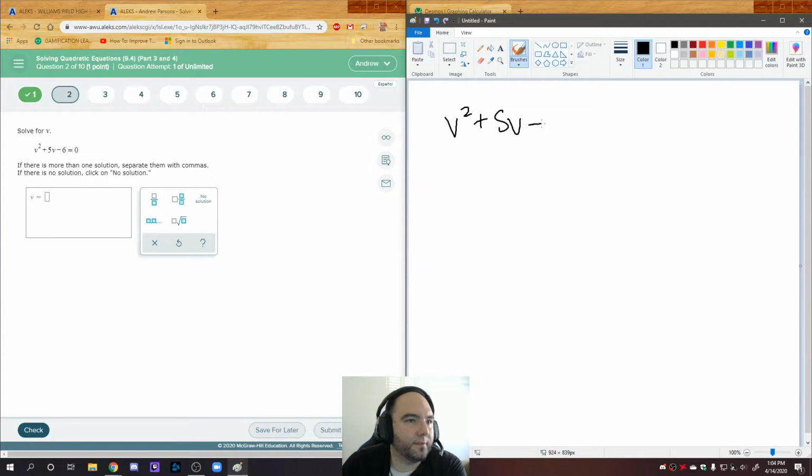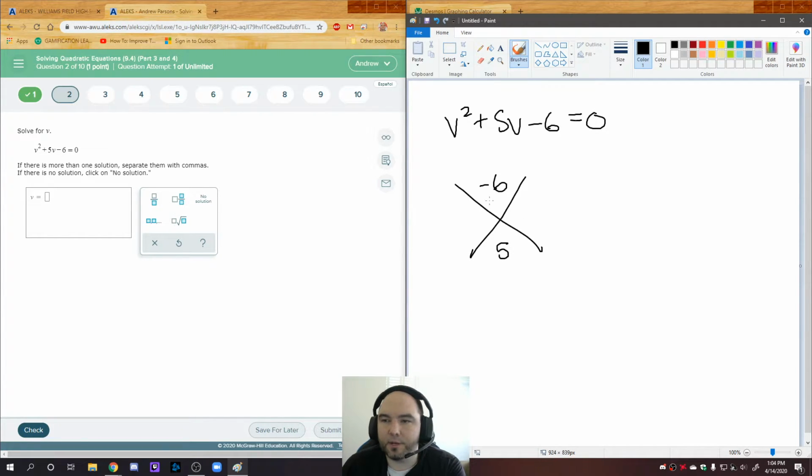b squared plus 5b minus 6 equals 0. So I make a big X, I put the last number on top, the middle term on the bottom. What multiplies to make negative 6 yet adds up to 5? Careful, you might be very tempted to use 2 and 3. However, it is 6 and negative 1.